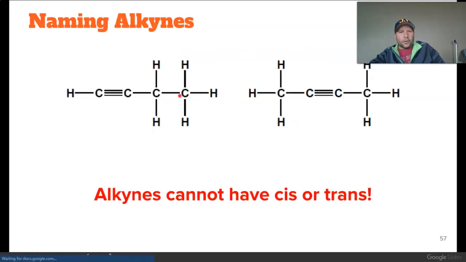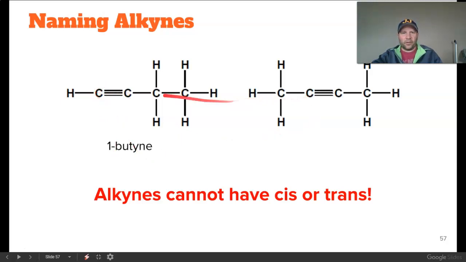That's nice. Okay. When we name alkynes, these guys right here, they are just going to be called like an ine instead of an ene. So we have 1, 2, 3, 4 carbons. So that's based off of but-. But instead of butane or butene, we call it butyne. Notice we call it 1-butyne because that triple bond is coming off of the first carbon.